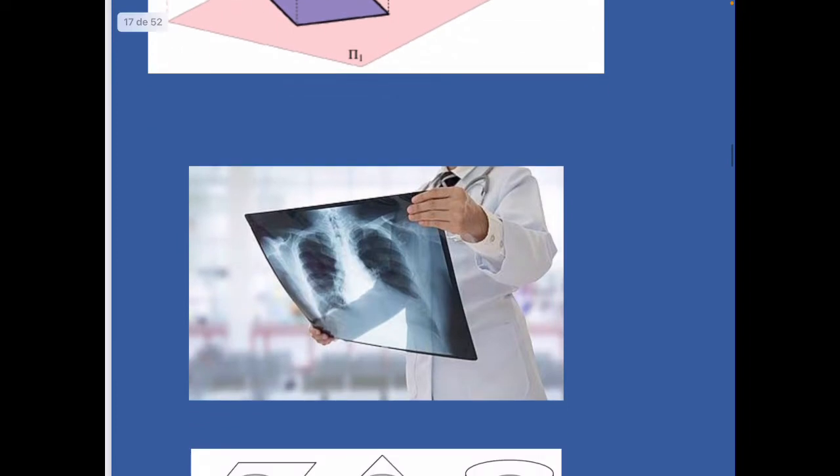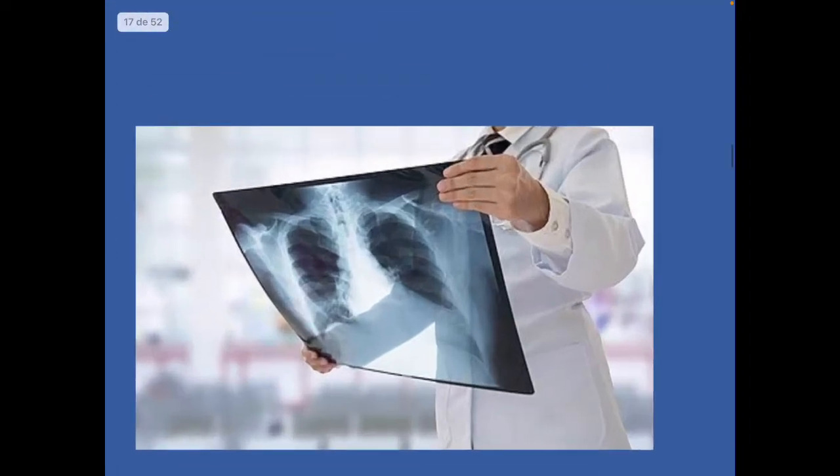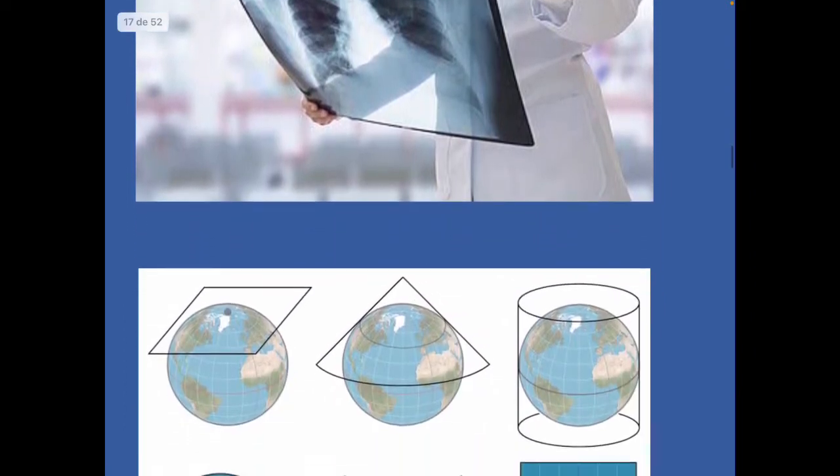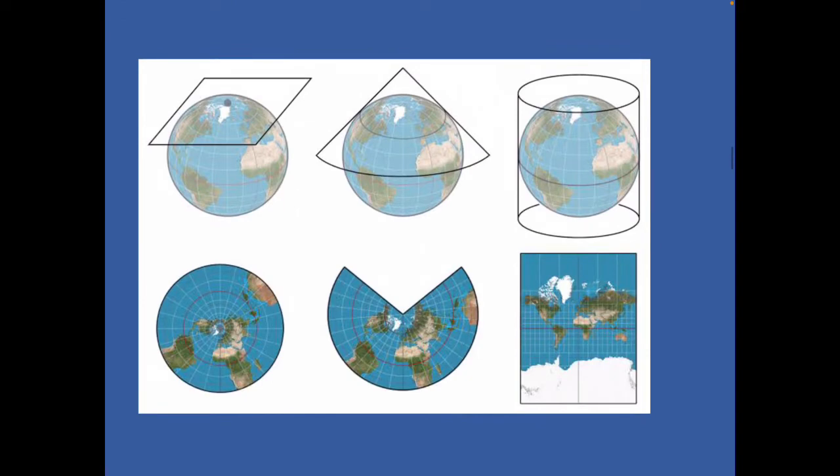And this is something that doctors do a lot. When they take x-rays of you, they take this flat picture of your bones and they try to take this picture from several angles so that they can see what is wrong with you, if there is something wrong with you. But this also happens in geography.